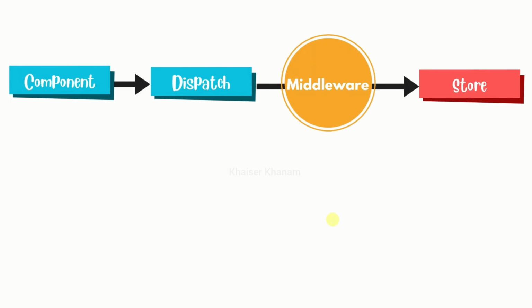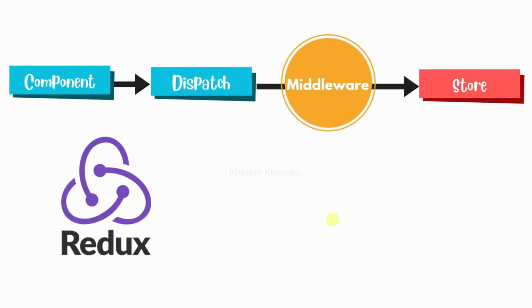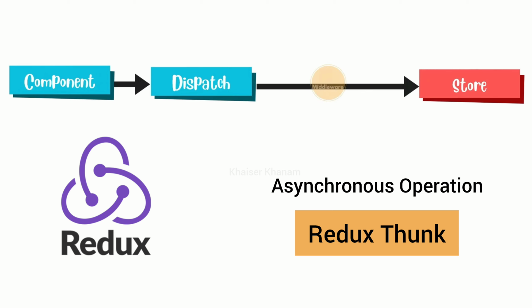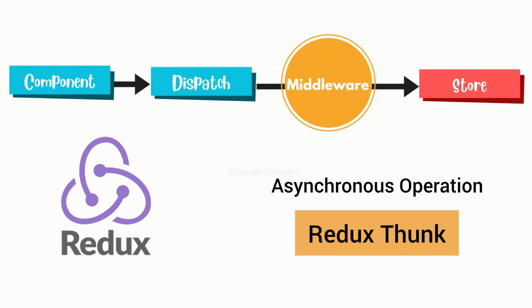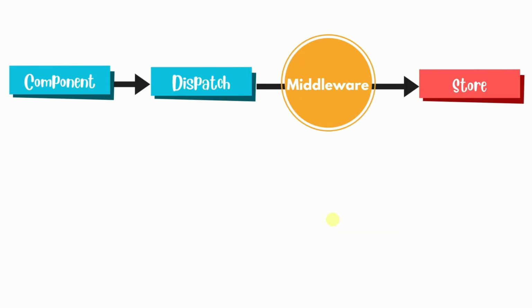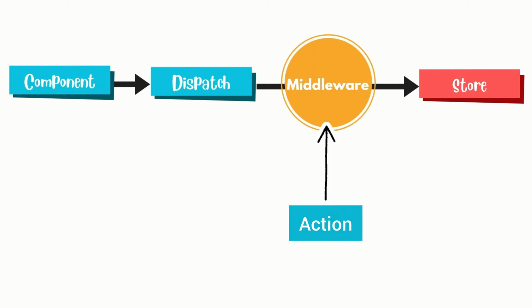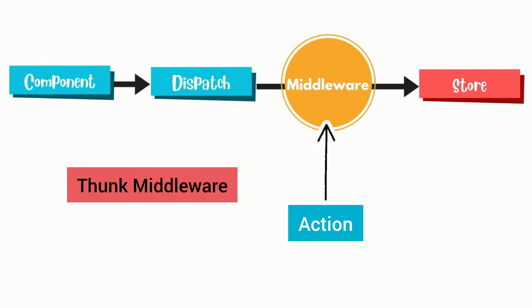Let us see one of the most popular middleware in Redux, which is used for performing asynchronous operation, and that is redux-thunk. We already know middleware will be sitting between dispatching the action and the store. So using this, the action will no longer be immediately dispatched. First, it gets into the middleware. So here, our middleware is the Thunk middleware.